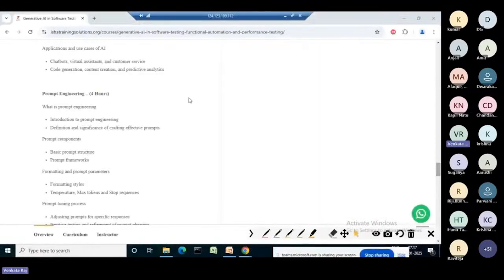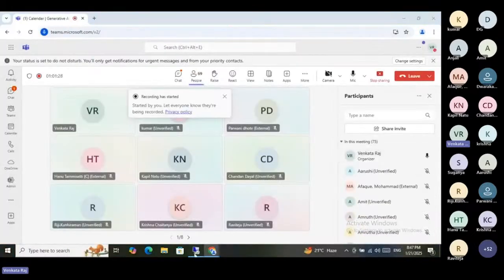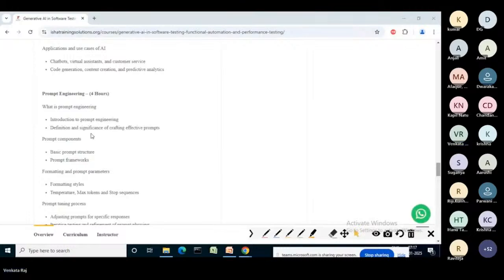Then comes prompt engineering. This is again very, very important, everyone. This is very, very important for you all to be mastering AI. So we are going to understand what prompt engineering is. I'll introduce you to the world of prompt engineering, and then the significance of writing proper, effective prompts.